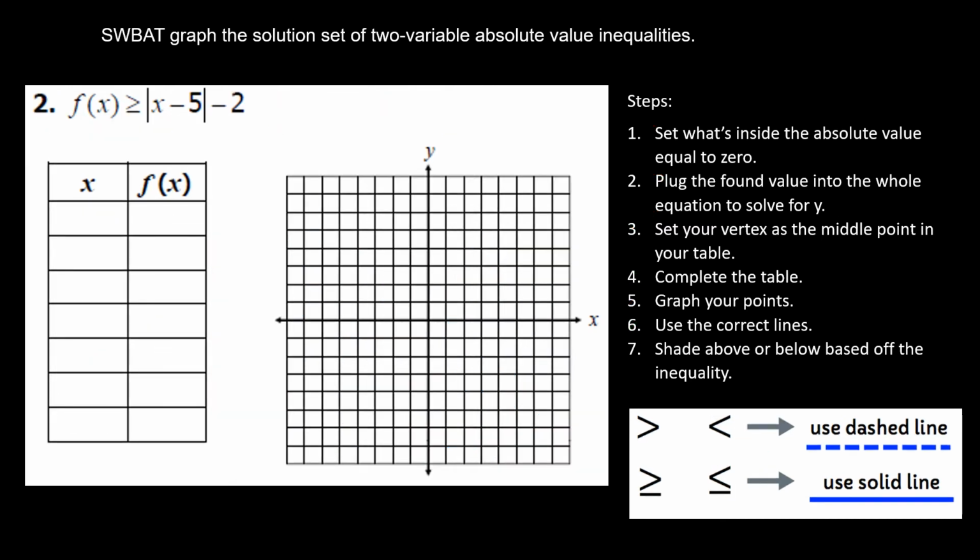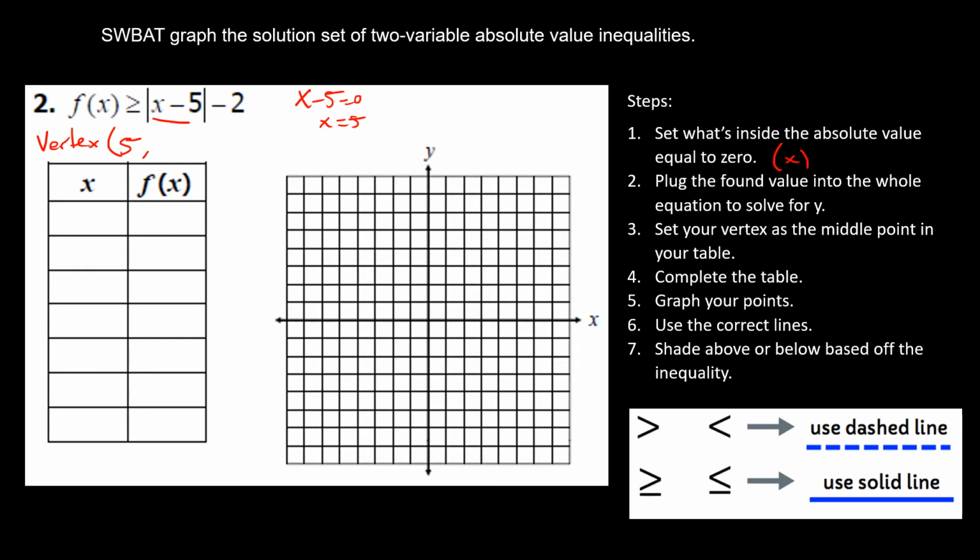All right, so for this one here, we want to do the exact same thing. So what's inside to get my 0? This is going to solve for the x part of my vertex. So we take what's inside, that x minus 5, set it equal to 0, so we get x equals 5. That's the x portion of my vertex.